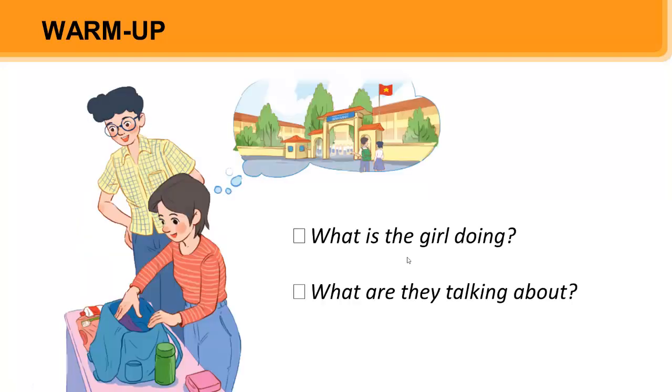Okay, now we move to the activity. Now look at the picture. We have 2 people in the picture. Now look at this and answer, what is the girl doing? And what are they talking about? Try to guess and answer.